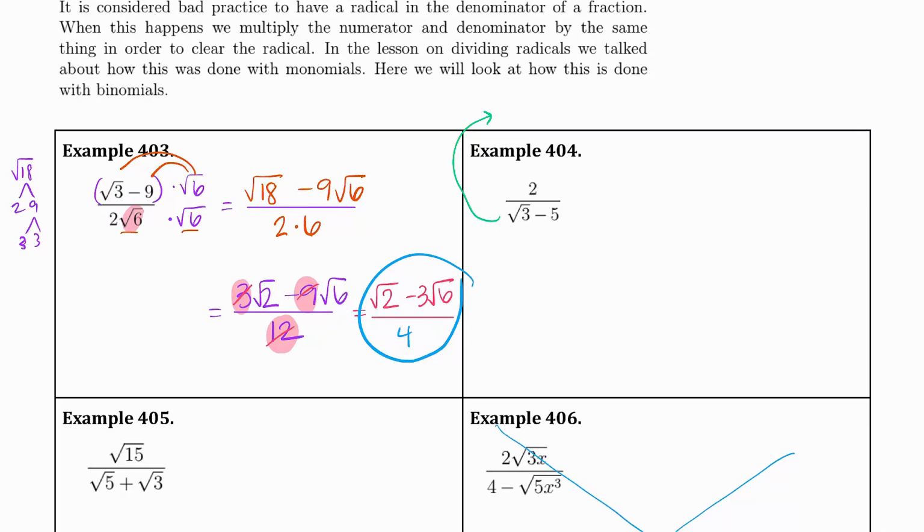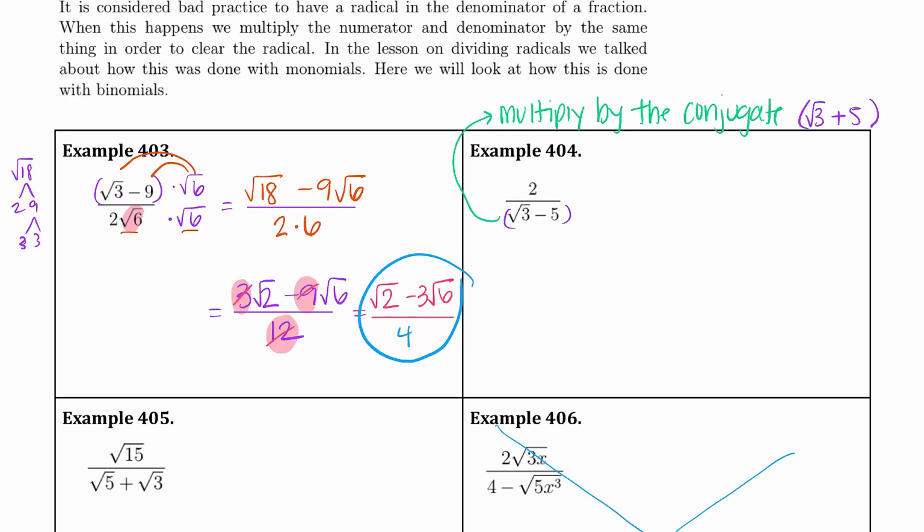To rationalize when we have a binomial in the denominator, we're going to multiply by the conjugate. And conjugate is probably a term you haven't heard before. Conjugate basically means we're going to multiply by the exact same thing, we're just going to change the sign. So we're going to multiply by the square root of 3 plus 5. And we're going to see in just a second when we multiply it out why that helps us.